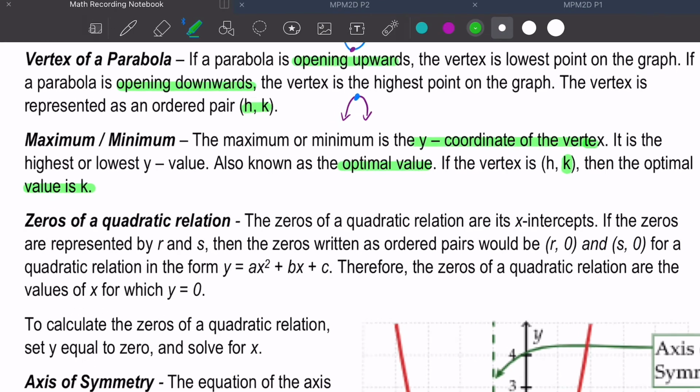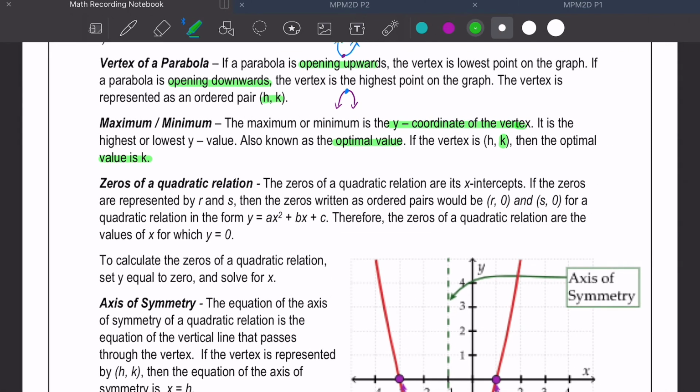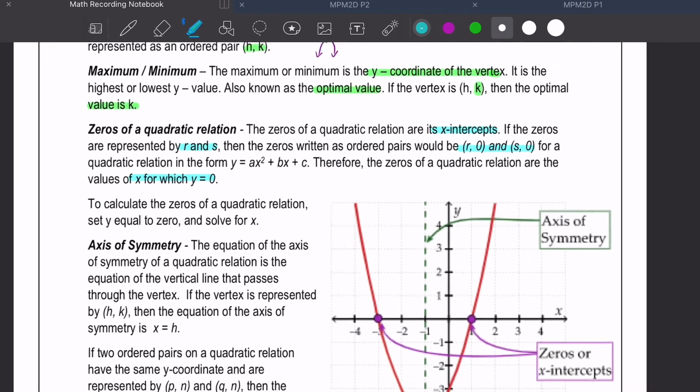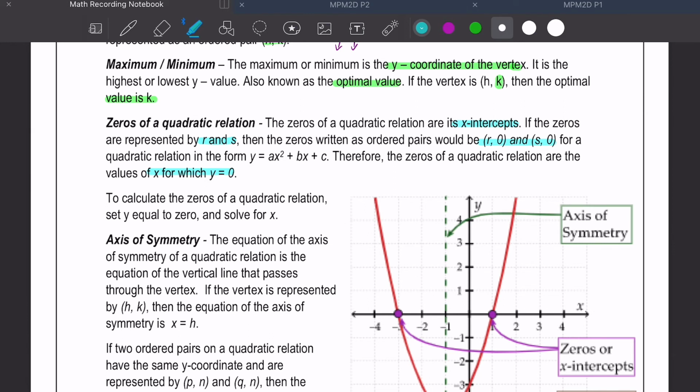This right here. Zeros of a quadratic relation. The zeros of a quadratic relationship are its x-intercepts. We've actually started already looking at these, whether we realized it or not. If the zeros are represented by r and s, the zeros are written as ordered pairs, (r, 0) and (s, 0). For a quadratic relationship in the form of y equals ax squared plus bx plus c, the zeros are the values of x when y equals 0. To calculate the zeros of a quadratic relationship, you set y equal to 0 and solve for x. It's not always very simple, and we'll get into how that works a little bit later.